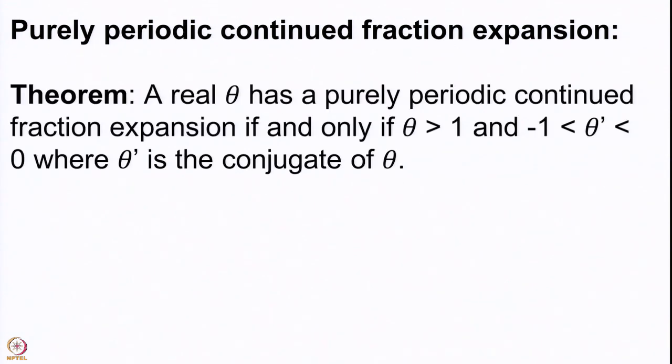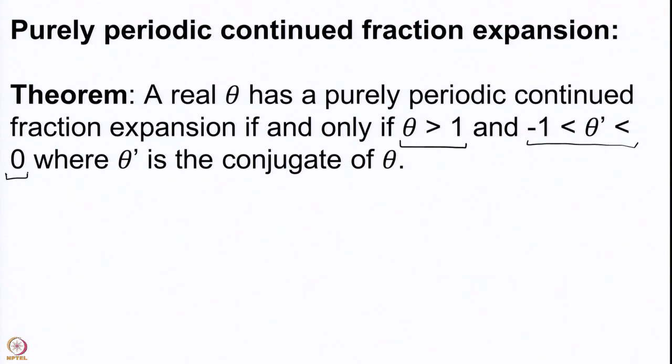These are what are called purely periodic continued fraction expansions, and there is this very nice result that a real theta has a purely periodic continued fraction expansion if and only if there are two conditions. Condition 1 says that your number has to be bigger than 1. So the number theta has to be bigger than 1 if theta has to have a purely periodic continued fraction expansion. And condition 2: minus 1 less than theta prime less than 0, where theta prime is the conjugate of theta.